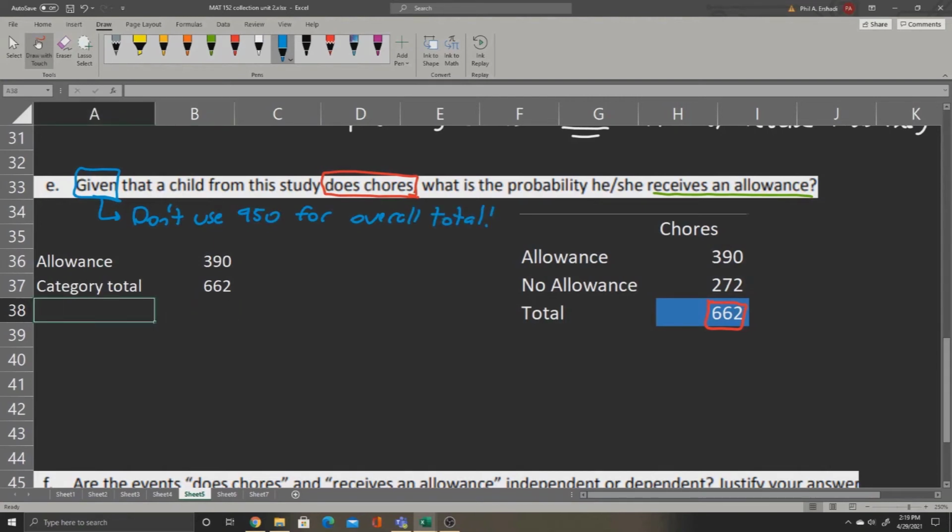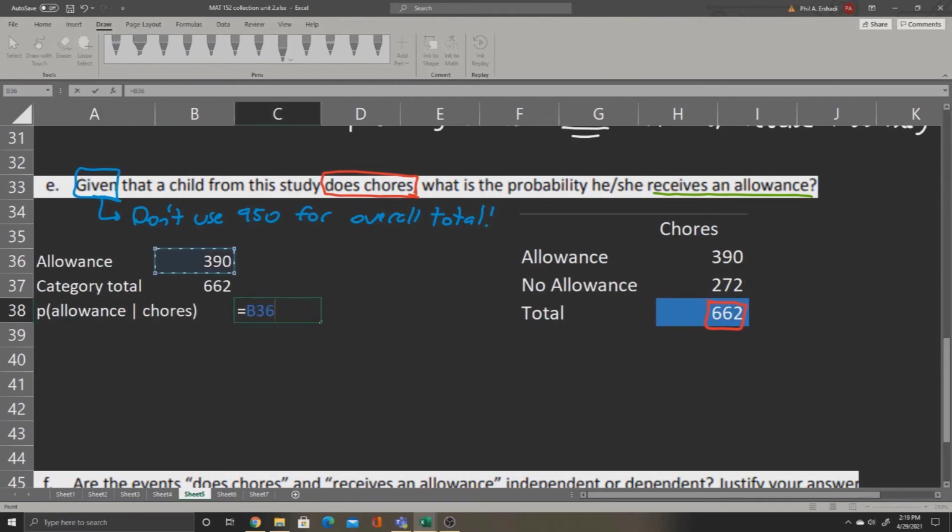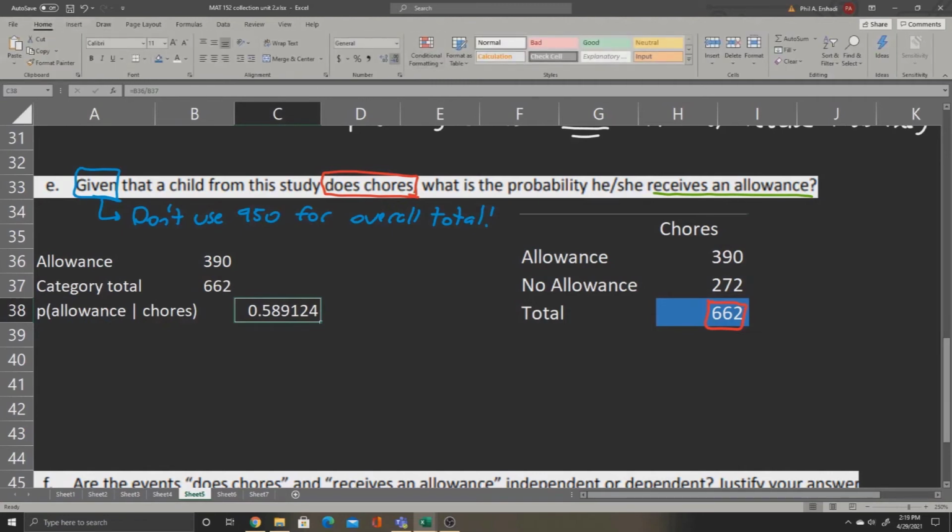So what we're finding here is the probability of receiving allowance given, that's the vertical bar, that they are doing chores. And so we'll take the children who get allowance, divide by the category total, and this gives us 0.589124. We can again reduce the number of decimal places by going back to home, to the number section, and clicking decrease decimal.